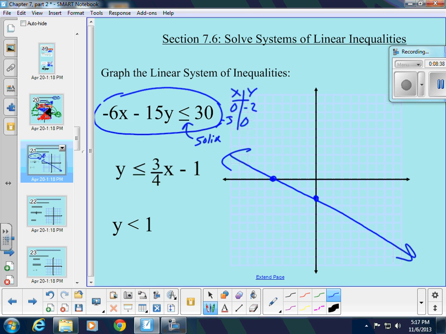So again, we'll check (0, 0). See if the origin works, and if it does, then all the solutions are above. If it doesn't, all the solutions are below. So we're going to check this point right here. If I put in 0 for x, I get 0. Put in 0 for y, I also get 0. So what I'm trying to determine is, is 0 less than or equal to 30? And yeah, 0 is less than 30, so that's going to work in this case. So (0, 0) must be a solution. That means I'm going to shade on the side with (0, 0), which means I'm going to shade above in this case.